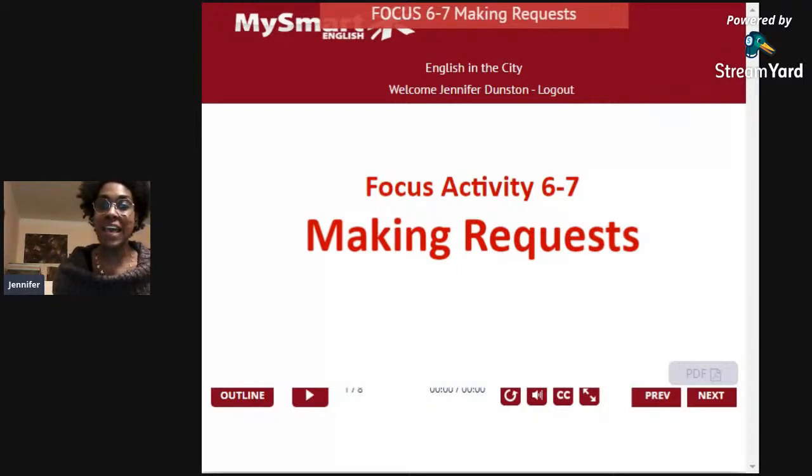Tonight's focus, activity 6-7, we're talking about making requests. When do you make requests, and why do you need to make requests?